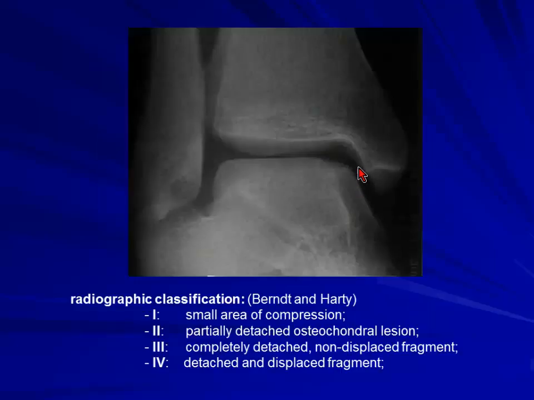So looking at it, the important thing is follow the cortex, and then you lose the cortex and it becomes like this. You have got sclerosis and there is a low density area. So you've got a small area of compression, that's grade 1, a partially detached osteochondral lesion, so it gets detached, that's 2, a completely detached non-displaced fragment, the one I showed you, and a detached and displaced fragment is 4.